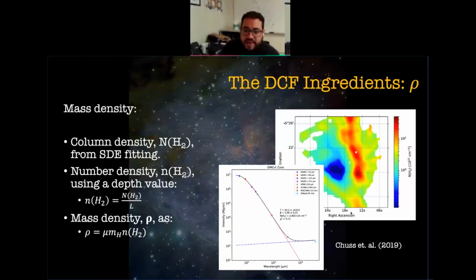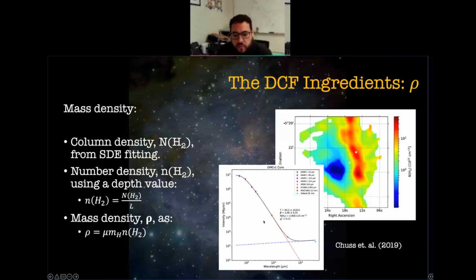Now, as I mentioned, the ingredients that we need to use the DCF in this case are three: mass density, velocity dispersion, and angular dispersion. This is an example of how we normally obtain these ingredients. In the case of the mass density, we have more experience obtaining it by means of the column density. The column densities can be obtained for a specific observation if you have observations of the same target at different wavelengths.